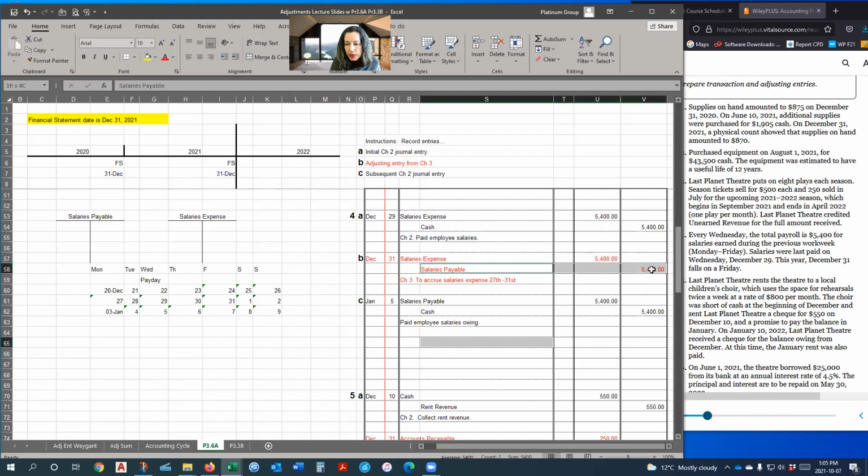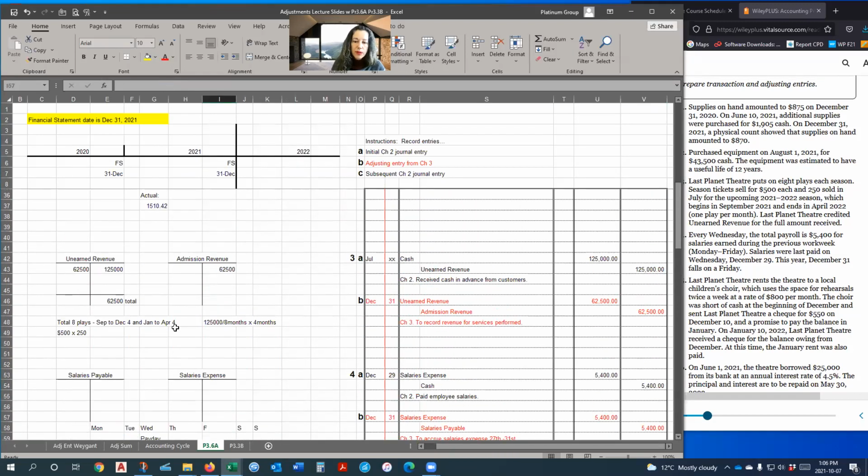So here we set up the salaries payable. So this is what we're going to pay, right? The amount that we have in salaries payable. It's now being paid. Make sense? So you notice on the side here, when I do adjustments, I always do T accounts.